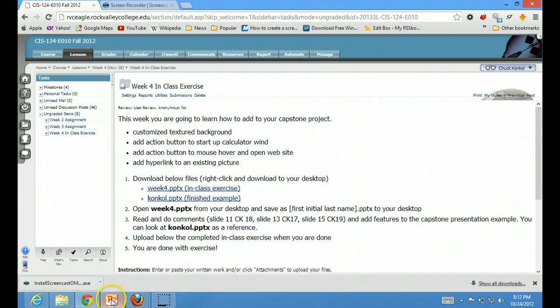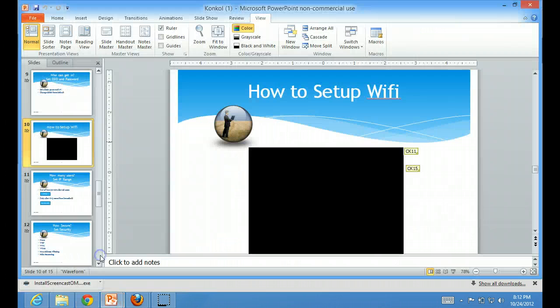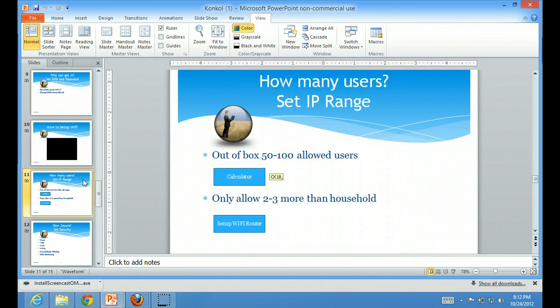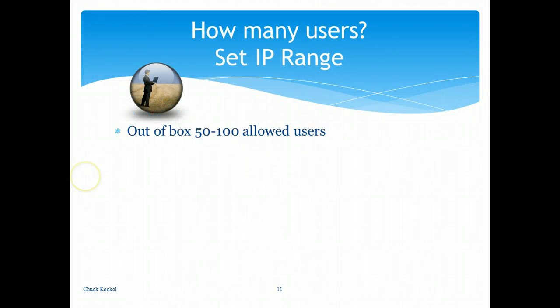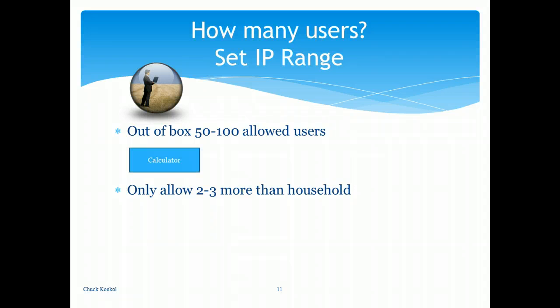Okay, so let me go ahead and show you a finished example here, and then we'll have you guys start at it. I'm going to start right with the slide we're going to be on, which is slide 11. Let me go ahead and play that one. Okay, so my progressive disclosure coming in. We did that. There's my two action buttons, calculator and set up Wi-Fi router. This one's going to launch a calculator. This one's going to launch the website on how to set up a Wi-Fi router.